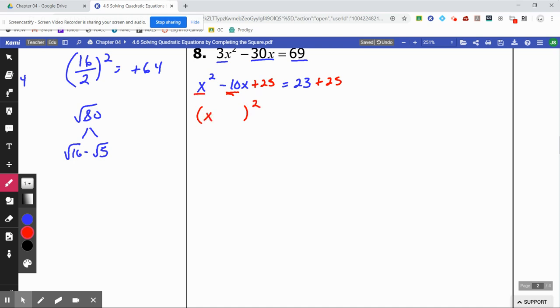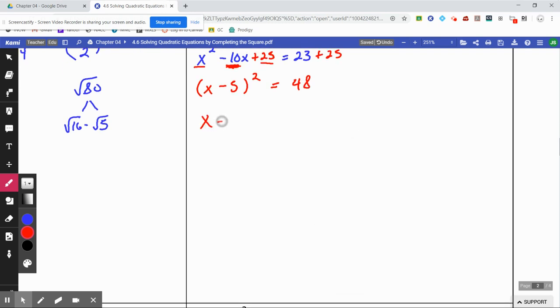X times x gave me the x squared. What adds, multiplies is a negative 5 and a negative 5, which again is half of that, is equal to, this would be a 48 on the other side. To get rid of a square, we're going to do plus and minus the square root of 48. Let's split that. That'd be root 16 times root 3, which is 4 root 3. So let's write that instead.